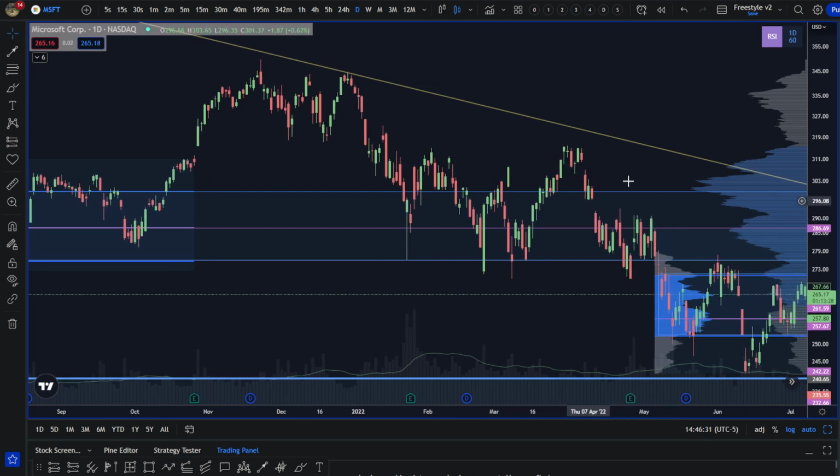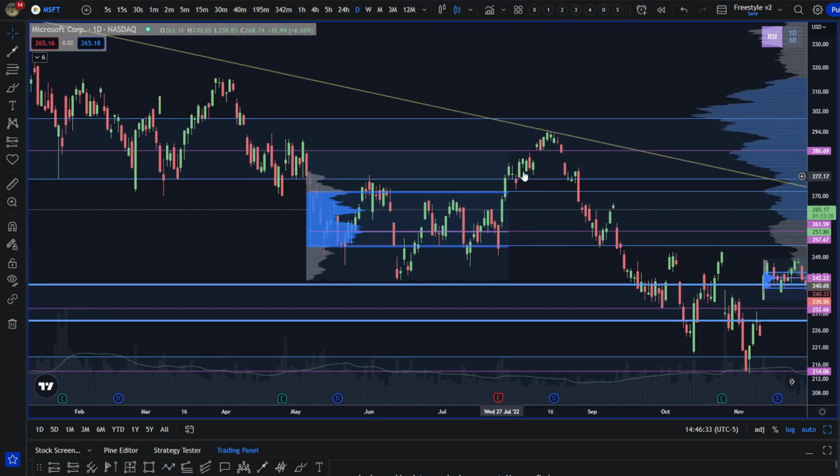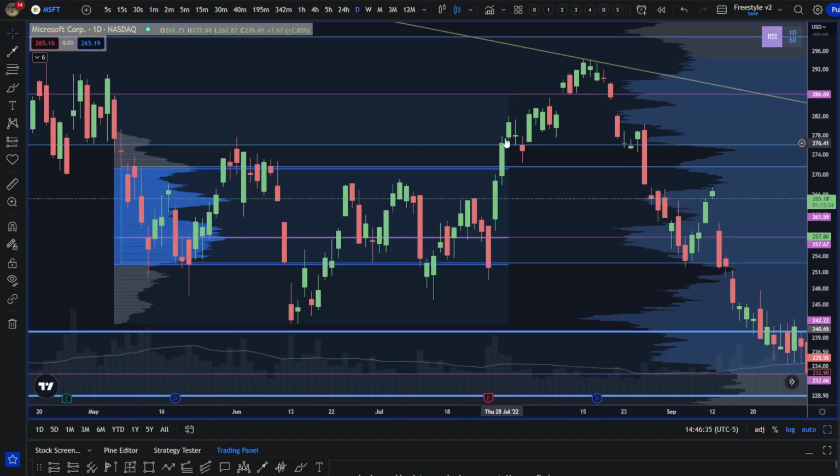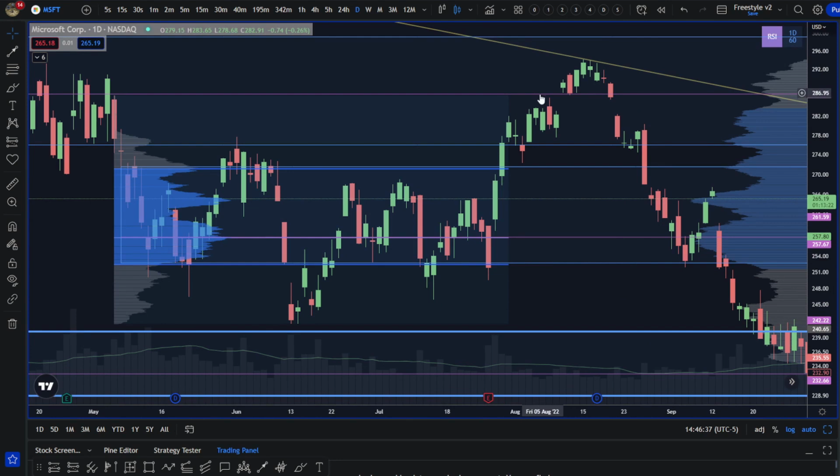Look how resistant the point of control was. And I believe that if we re-enter here, it's very similar, right? You pop in, they're trying to get to the POC, they fail, fall back out, but you can't move to the next structure lower, boom, right back up to it. In fact, you gap over it this time.